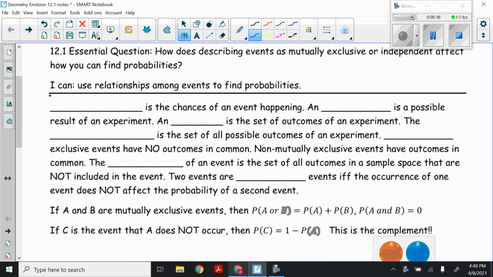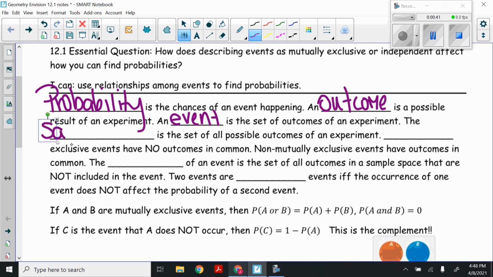So probability is the chances of an event happening. An outcome is a possible result of an experiment. An event is the set of outcomes of an experiment. The sample space is the set of all possible outcomes of an experiment.